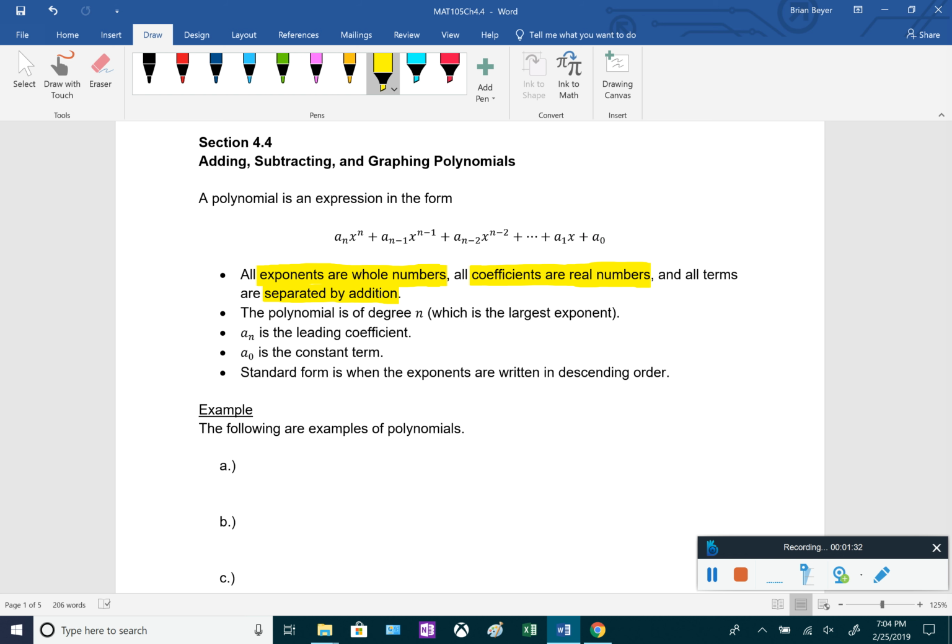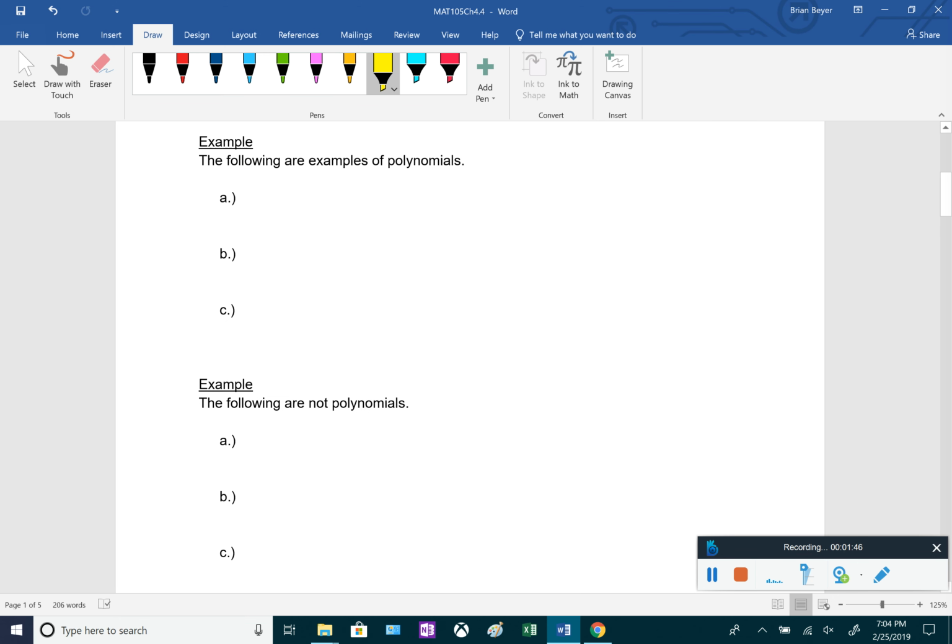And we say that polynomials are in standard form when it's written in descending order in terms of the exponents. So it starts with the largest exponent and it gets smaller as you go. So for some examples of polynomials here, something like 5x to the 7th minus 3x to the 4th plus 2x squared minus 1. That's a polynomial. All the coefficients are real numbers, and all of the exponents are positive whole numbers. And we would say that this is a degree 7 polynomial because that's the largest exponent.